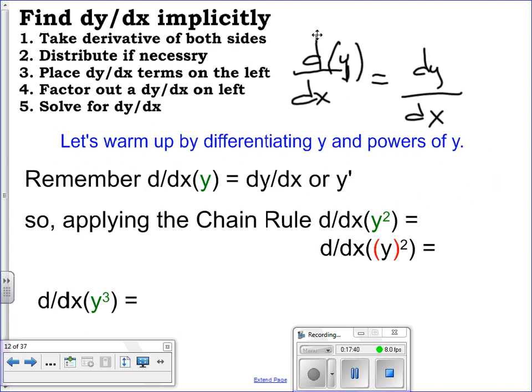If you take the derivative of, is this even going to work? I'll do it over here. I think I'm better over here.